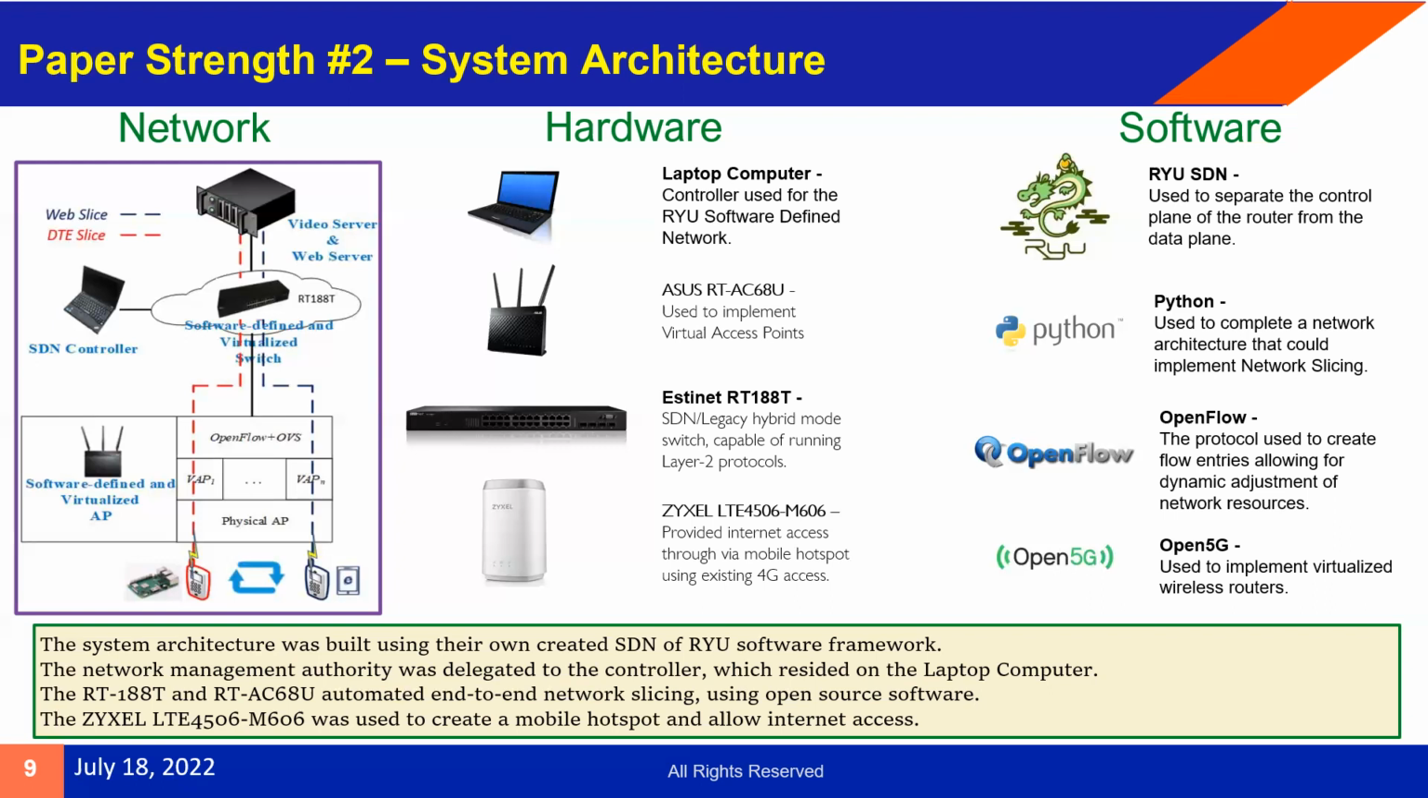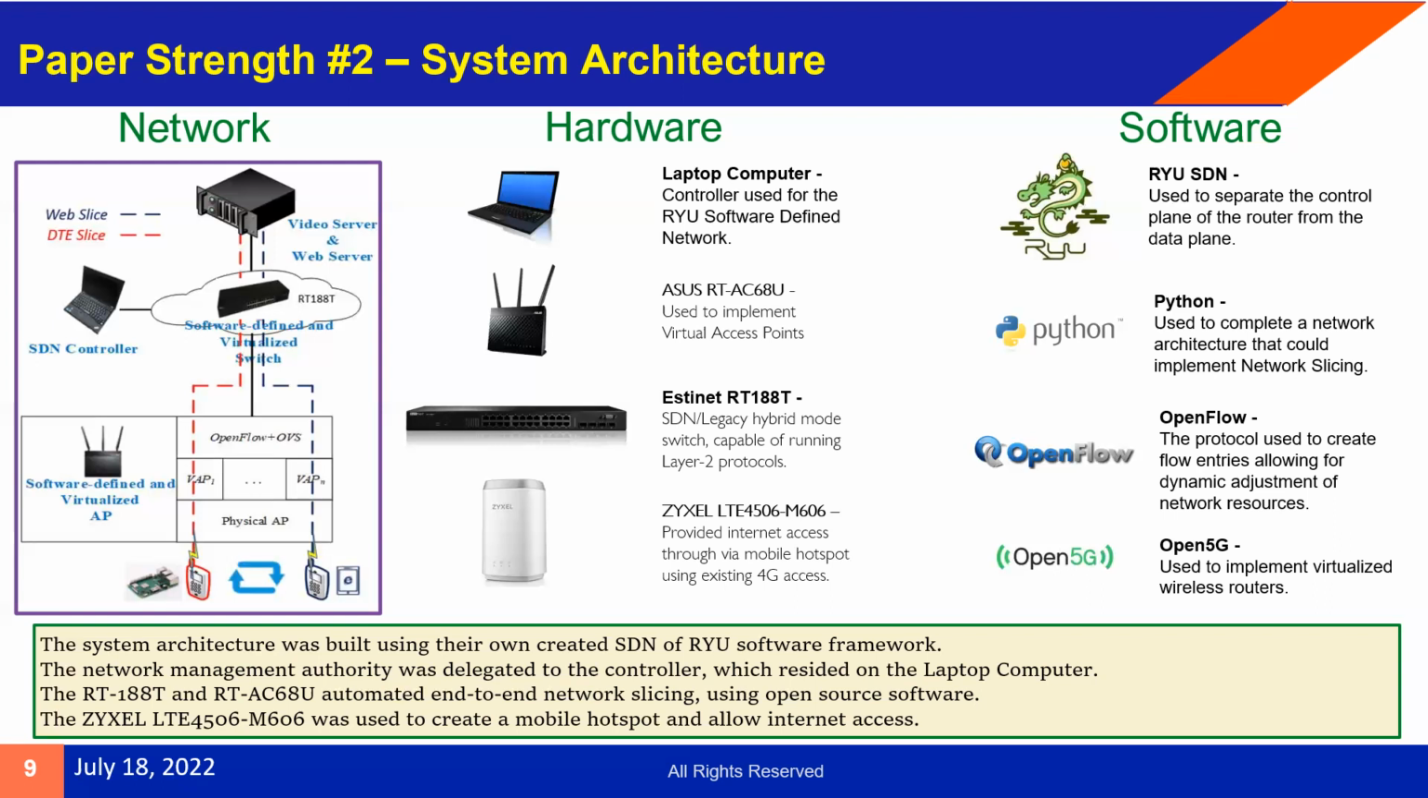Moving further down the graphic, it shows the software-defined and virtualized access points, which were being handled by the ASUS RT-AC68U, which was a wireless router. And that shows the OpenFlow protocols and the virtual access points, which eventually fed down to the very bottom of the graphic. On the left side is a Raspberry Pi, which was a computer device they used for camera connections. And then the right side of that graphic shows just general internet usage.